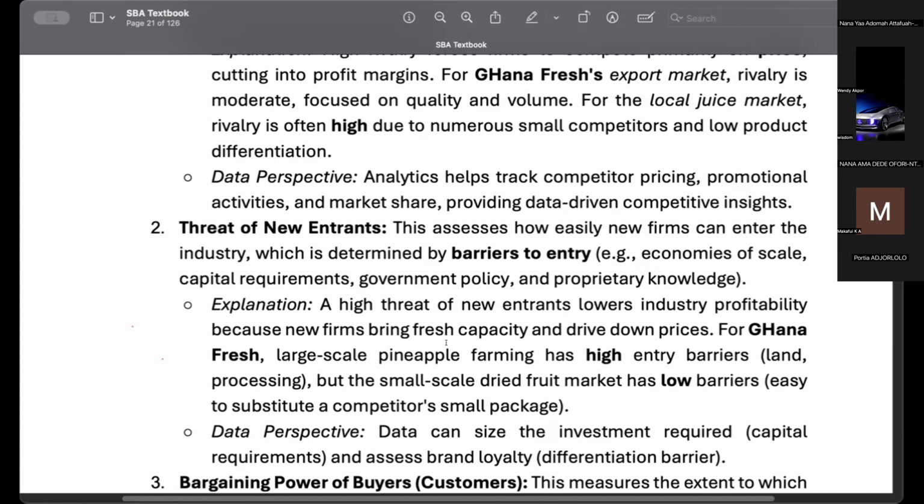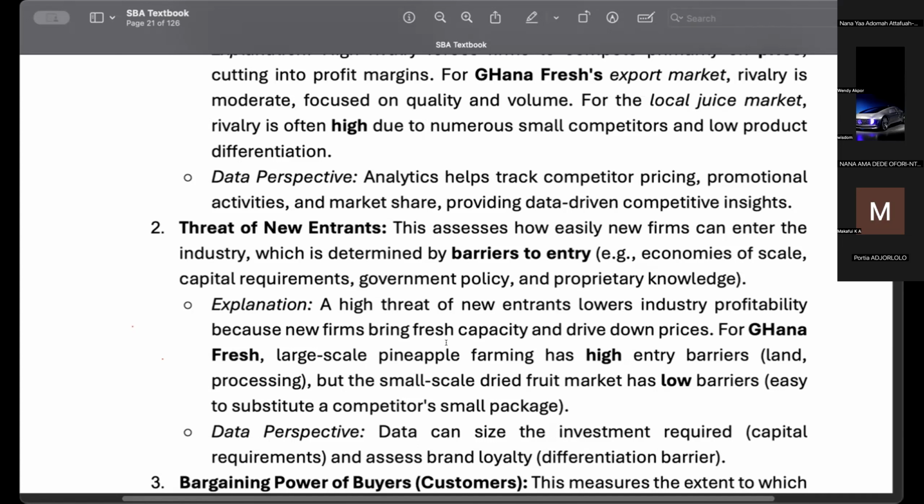Good. So for Ghana Fresh, large-scale pineapple farming has high entry barriers, because it's farming: you have to buy land, you have to buy a processing plant. But the small-scale dried fruit market has low barriers, and it is easy to substitute a competitor's small packet. Some of these competitors just take a piece of rubber band, dry the things manually on maybe a board, and then take the dry fruit and put it inside and bag it and seal it and go and start selling. Sometimes they're not even going to the Food and Drugs Board to get appropriate authentication. So they start selling the product, but they don't have all of these things.